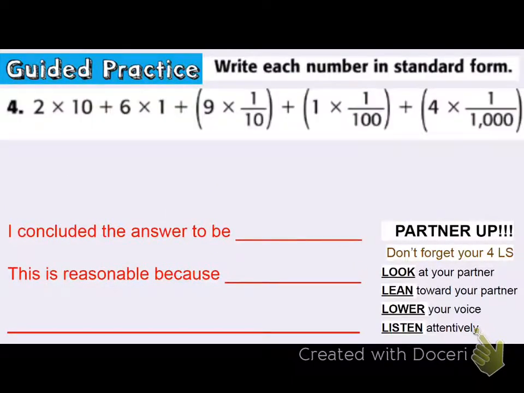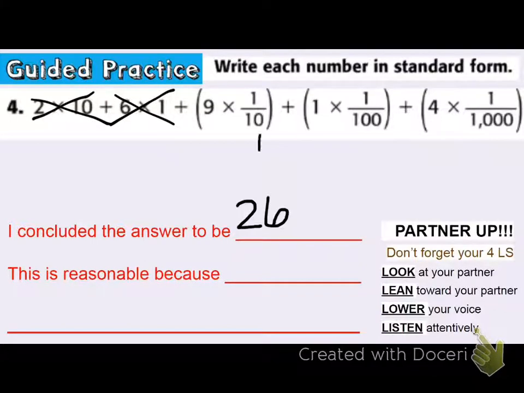All right, guided practice number 4. Write each number in standard form. So again, I'm going to make sure that I use this expanded form where they stretch the number out in each place value to show the number in standard form. Well, it says 2 times 10 is 20, so that's the tens place. 6 times 1 is 6, so I have 26.